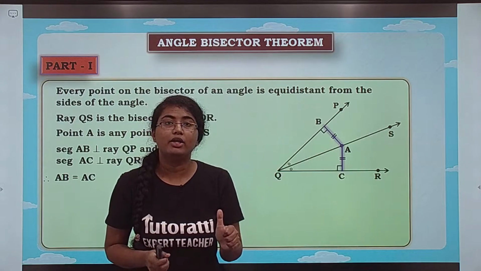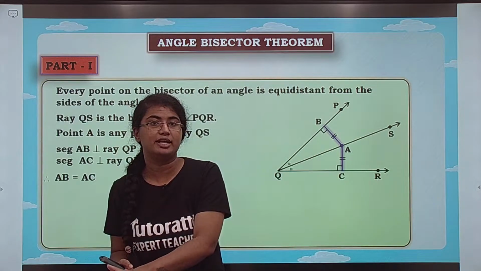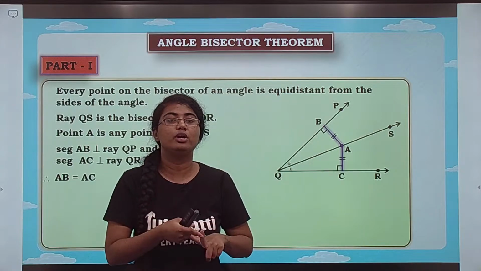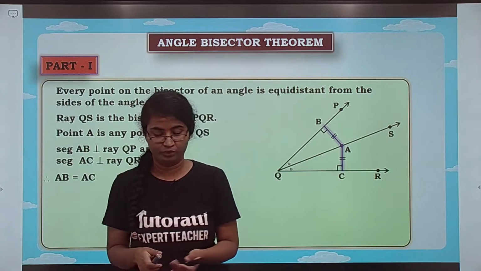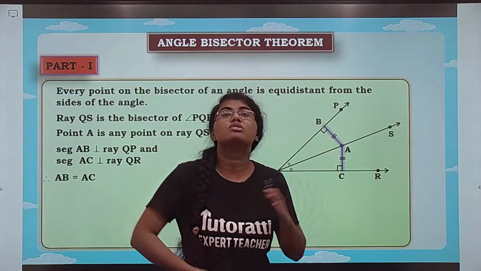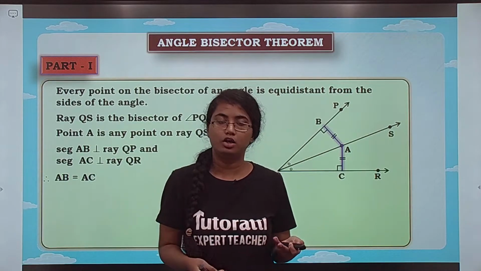So पहले क्या दिया हुआ है? The point lies on the angle bisector, therefore it is equidistant from the sides of the triangle. Part 2 में क्या होगा? उसका converse होगा.